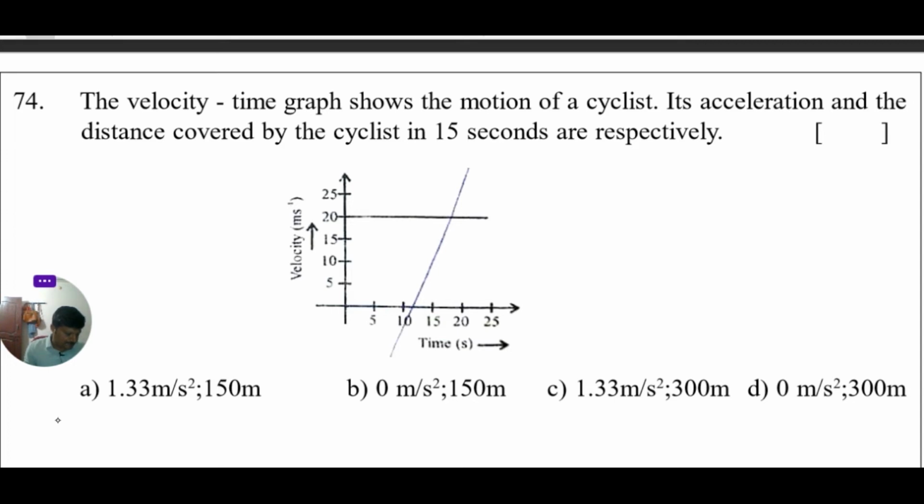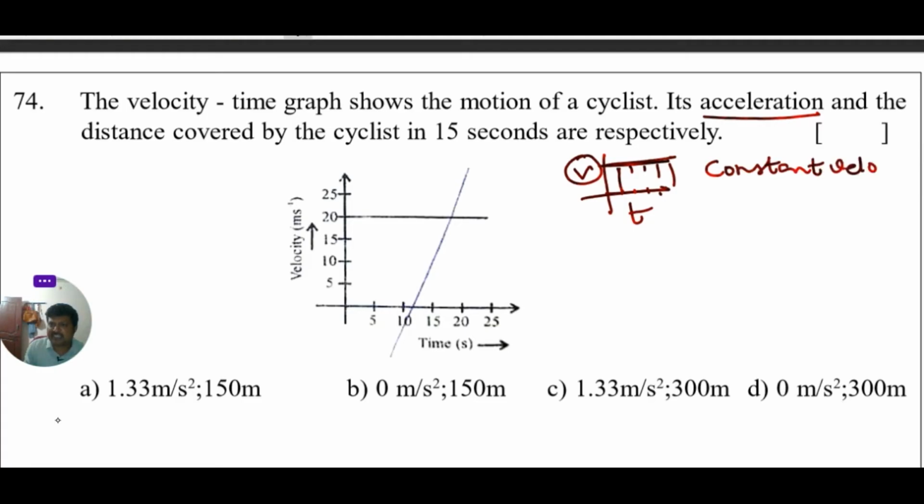In 15 seconds are respectively. Here, first calculate acceleration. If you observe the velocity-time graph, the graph is parallel to the time axis. If the graph is parallel to the time axis, with respect to time the y value is not changing. That means velocity is not changing. That means the cyclist is moving with a constant velocity. Constant velocity means its acceleration is equal to 0.